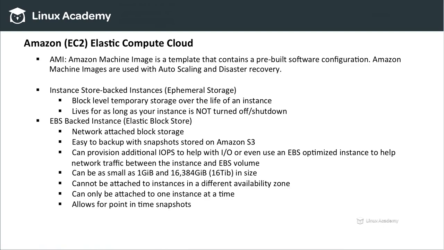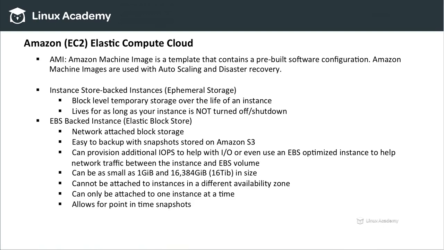If you have a lot of writing and reading from the Elastic Block Store device, we can increase the amount of provisioned IOPS. We can also use EBS optimized instances to help network traffic between the instance and EBS volume. It basically prioritizes the traffic from the EC2 or EBS optimized instance from the Elastic Block Store. Elastic Block Store volumes can be as small as 1 gigabyte, which is 1,024 megabytes, and as large as 16,384 gigabytes, or 16 tebibytes in size.